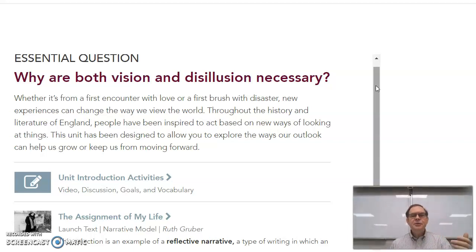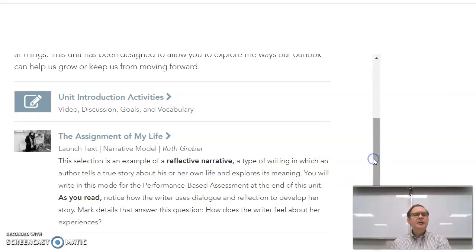Why is both vision and being disillusioned of that vision necessary to our development as human beings? So we're kind of continuing that idea we had back in Unit 3, how do the past and the future shape our present actions? And we're going on and thinking, well, what are those visions that we have for the future? And then why is it good that they work out sometimes, and sometimes why is it good that they don't work out sometimes? So we take a look at our unit intro.